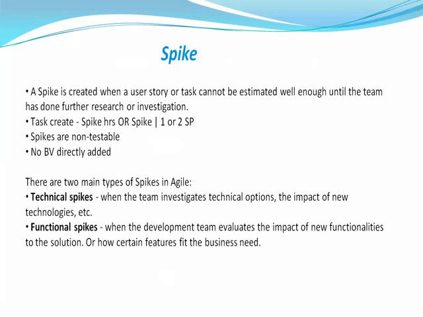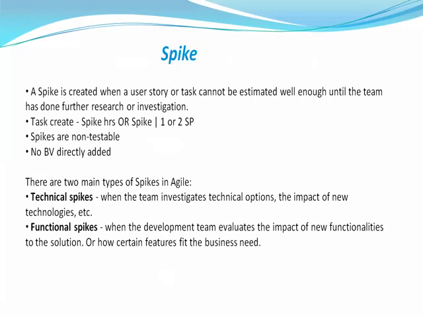And mainly there are two types of spikes. One is a technical spike and another one is a functional spike. Technical spike means, see, if the team feels like they want to investigate what technical options are available to build some functionality or some user story, then they will have a technical spike.